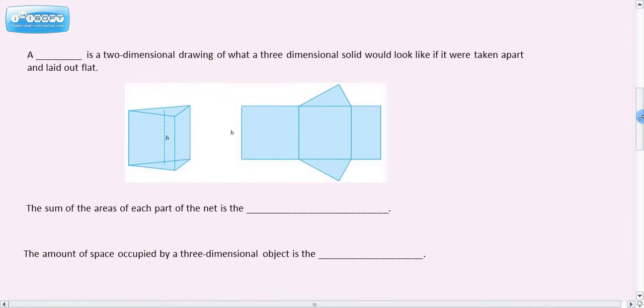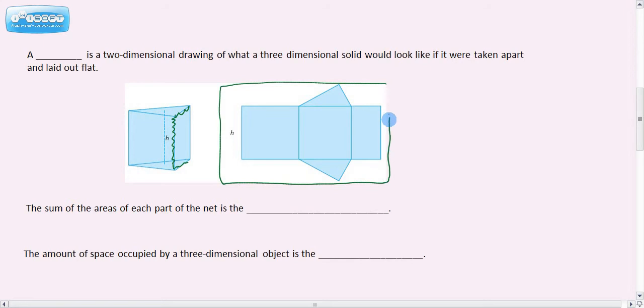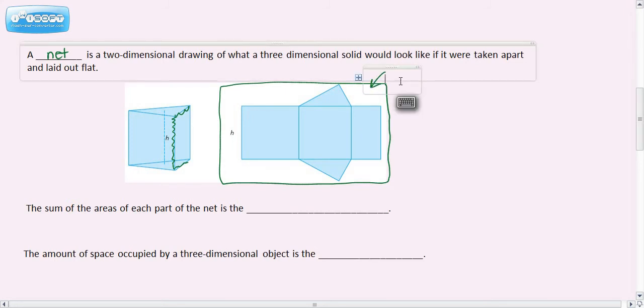So to get the surface area and volume, here we have a prism example. If I were now to take this prism and pretend it's a box, if I were to cut it open along the edges, I would get this shape here, which we call a net. So a net is a two-dimensional drawing of what a three-dimensional solid would look like if it were taken apart and laid out flat. So if I open up, say, a pizza box and laid it out flat, I would see a shape similar to this called the net.